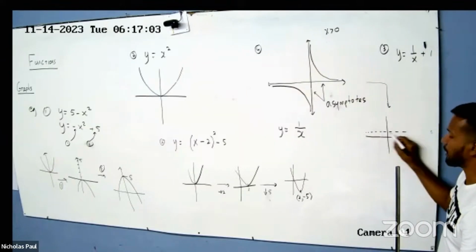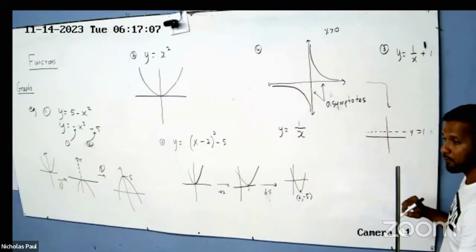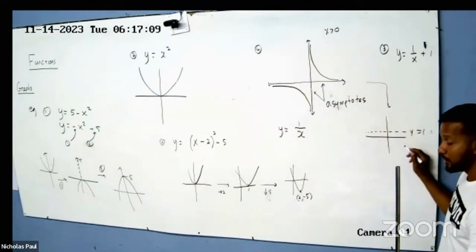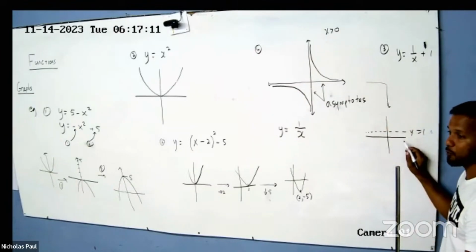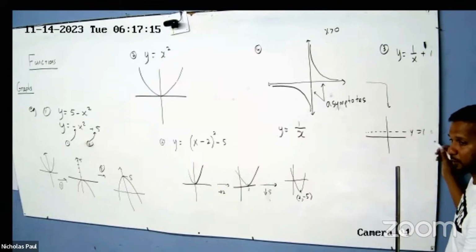Right. Cutting it is horizontal, so y is 1. Okay, you move it up 1, right? So the equation of this line is y is 1. The equation of vertical lines is x is whatever the point is.